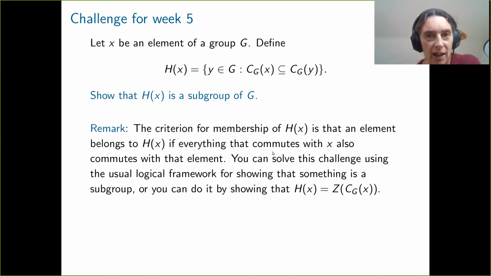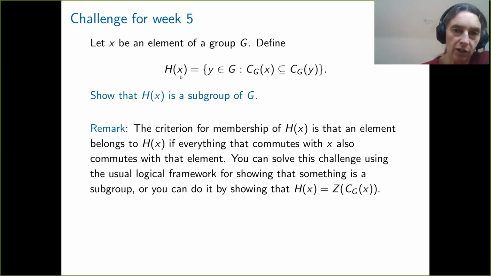Okay, that brings us to this week's challenge. Just one challenge this week, and I think it is quite a challenging one. So we're in the abstract context where we have a group G and an element X of that group. And related to the element X, we're going to define a subset of G, called H of X, and it consists of those elements Y of G with the property that the centralizer of X is contained in the centralizer of Y. The first thing to do here is just parse that for yourself. What does that mean? What's the criterion for membership of H of X? Basically, you belong to H of X if everything that commutes with X also commutes with you.